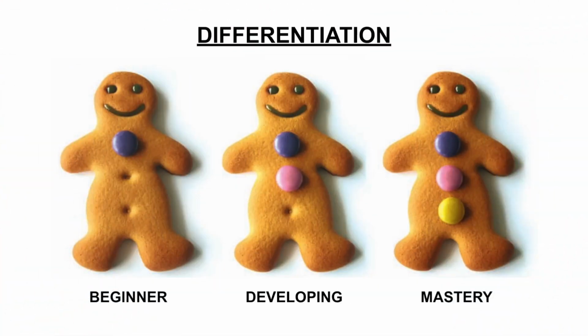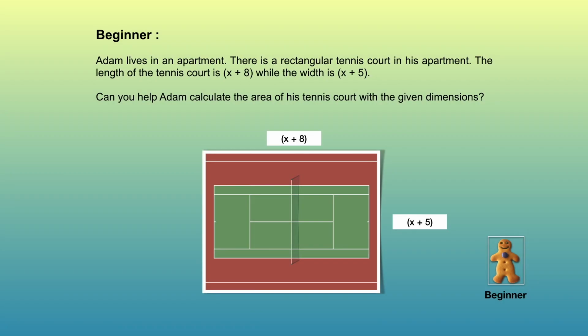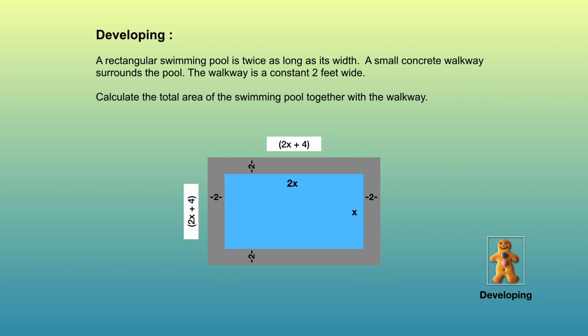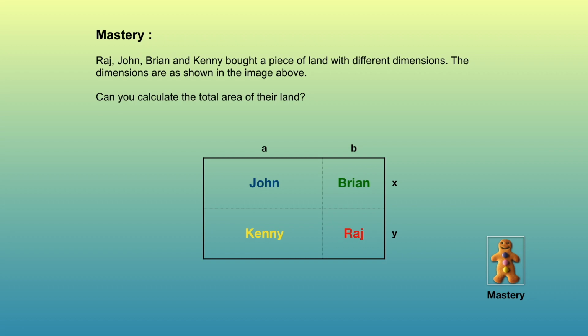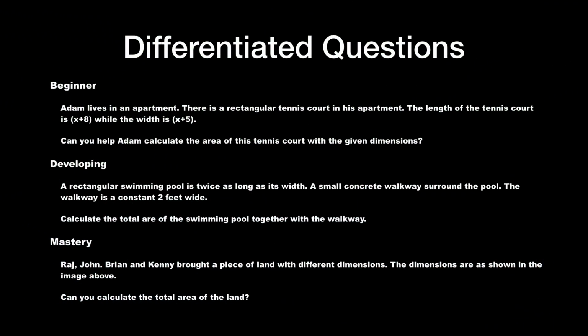As shown in the previous videos, we will use the gingerbread man to represent the levels of difficulty. We will now provide 3 different levels of questions that students can attempt using the FOIL strategy. Those were the 3 different example questions.